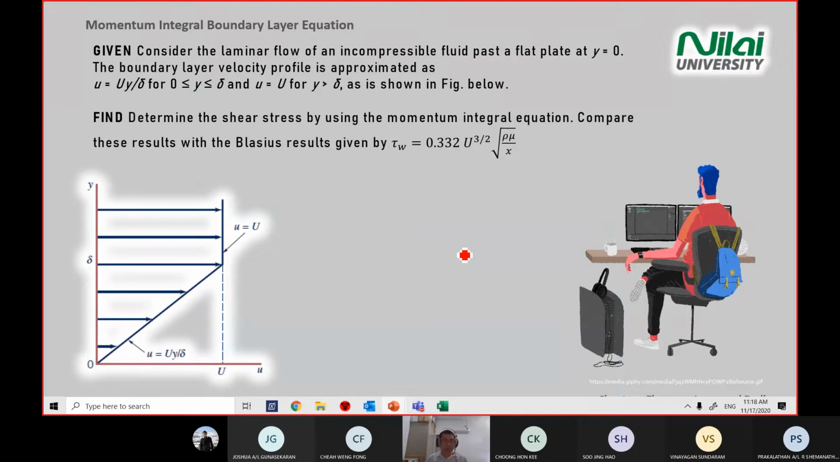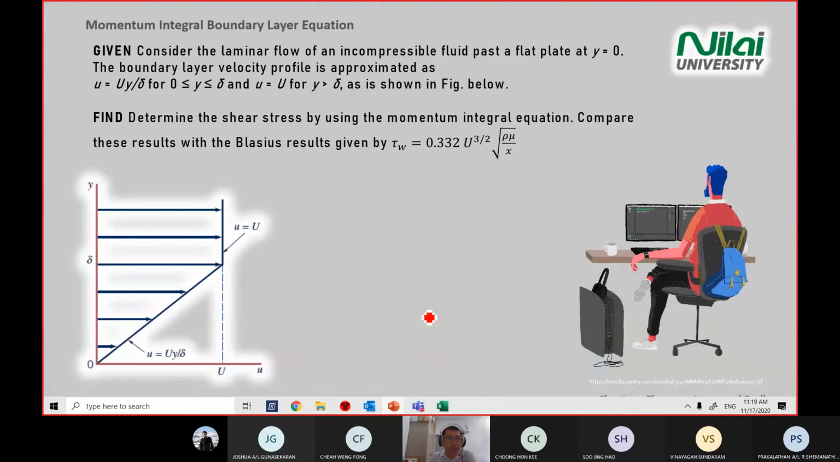Okay, let's look at question 18. So what do we have here? We are asked to determine the shear stress by using the momentum integral equation, and compare this result with the results given by this one. So some scientists already gave an equation, and we compare the momentum integral equation with this one.